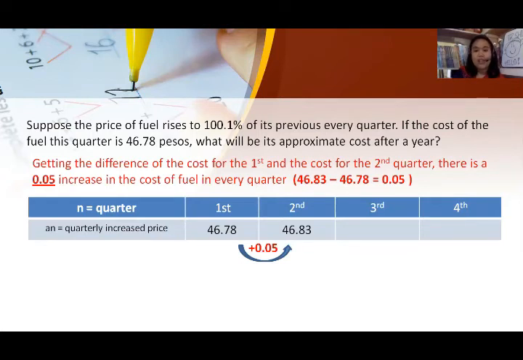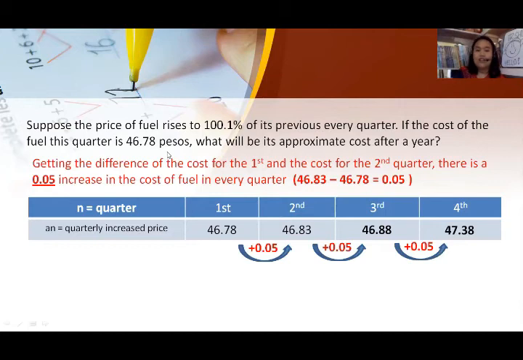So, expected, pagdating natin ng third quarter, yung 46.83 ay madadagdagan ulit ng 0.05 pesos. Okay? So, by third quarter, meron na tayong 46.88 pesos for the cost of fuel ng third quarter. And of course, for the fourth quarter, we now have 47.83. Okay? So, did we answer the question now?